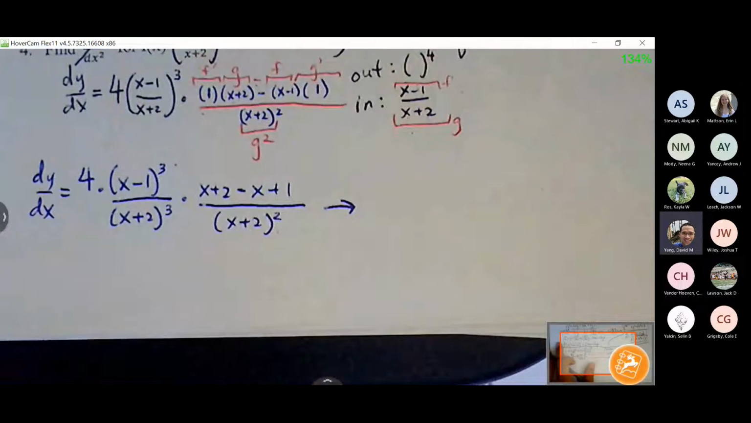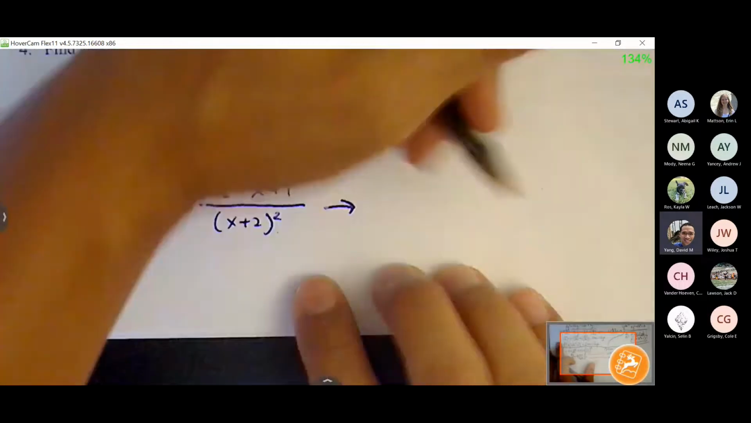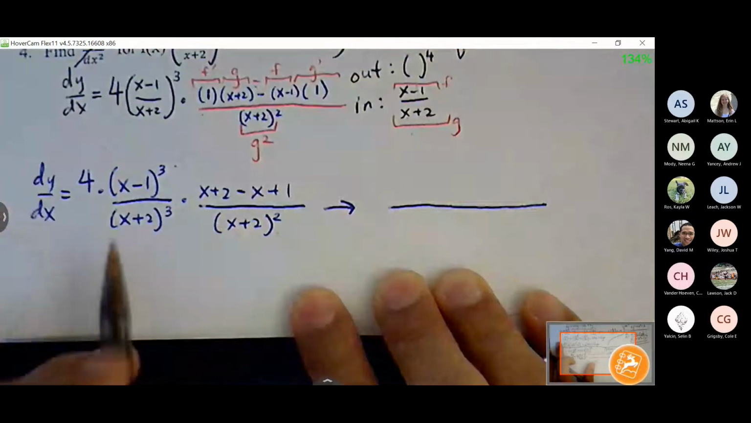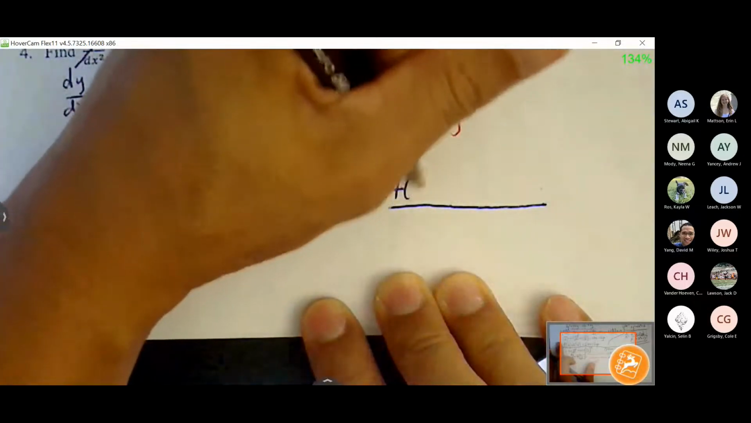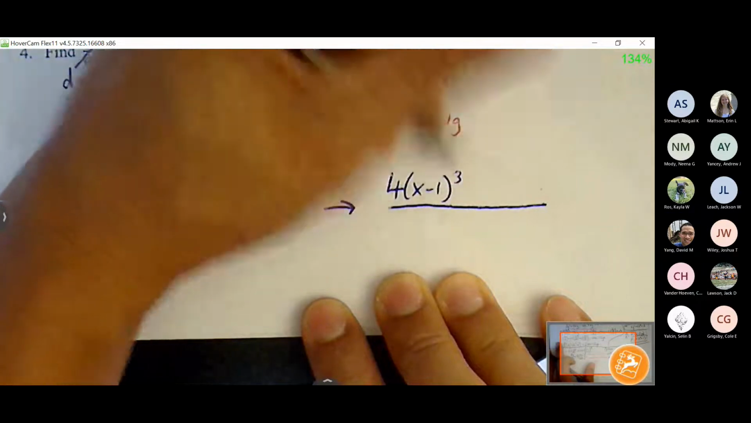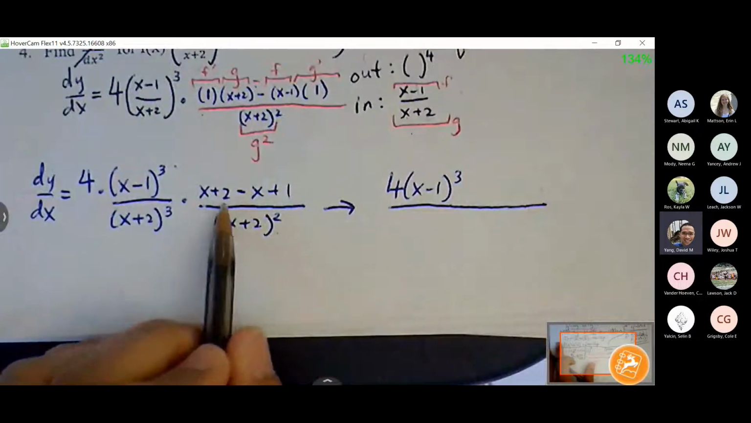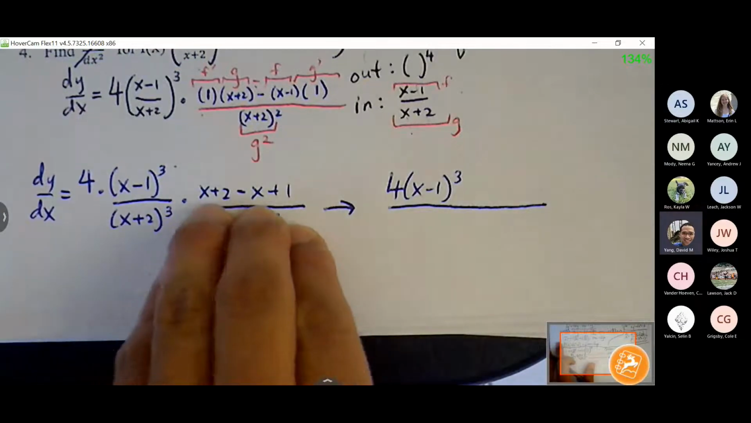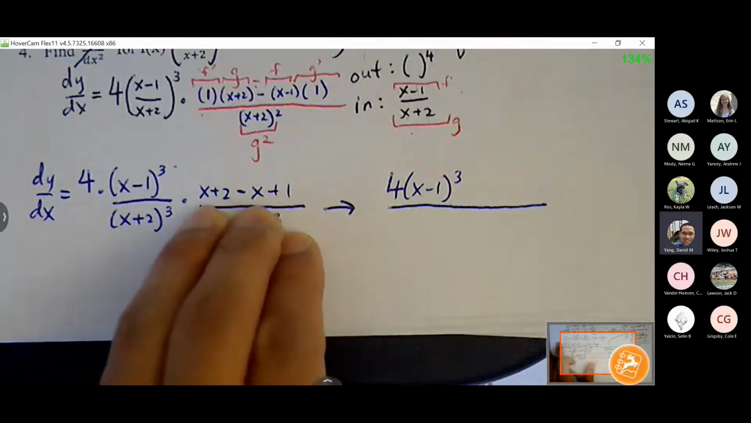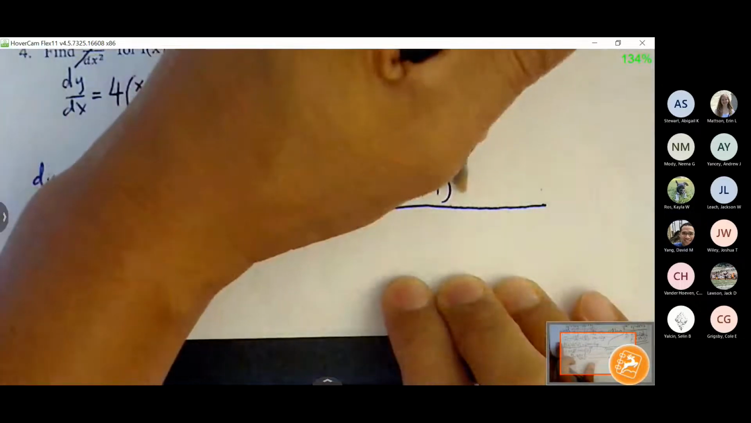So we're almost there. Now we're just trying to push everything into one fraction here. The 4 and the (x minus 1) cubed stays up top. What happens with this? x plus 2 minus x plus 1. What does that become? Okay, just 3, right? The x's go away. 2 plus 1 is 3.